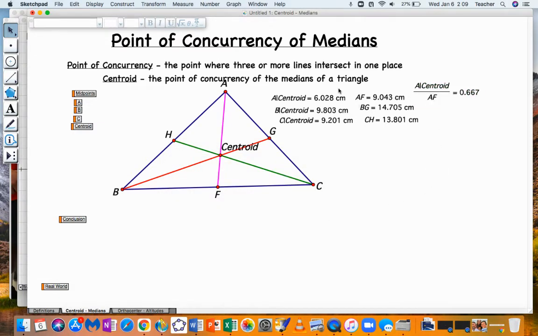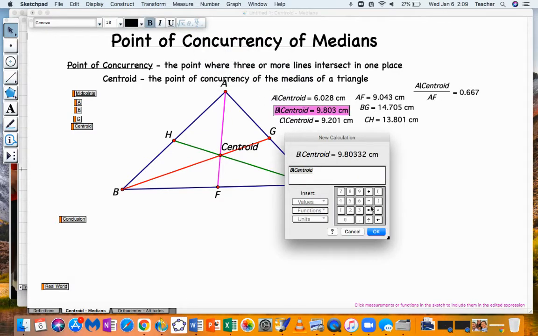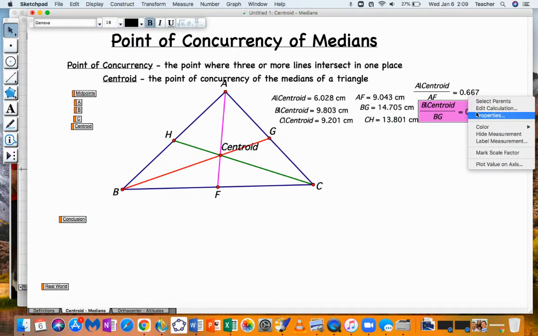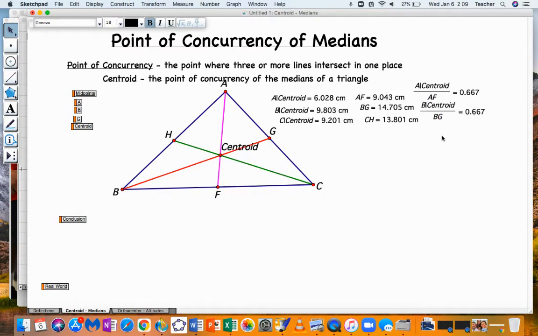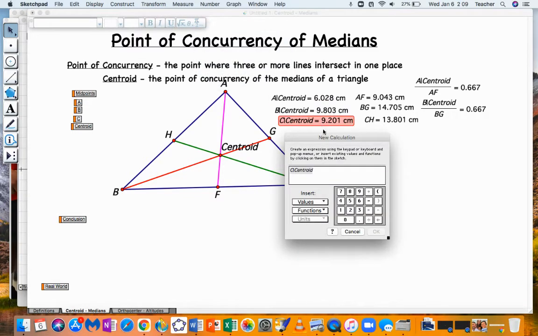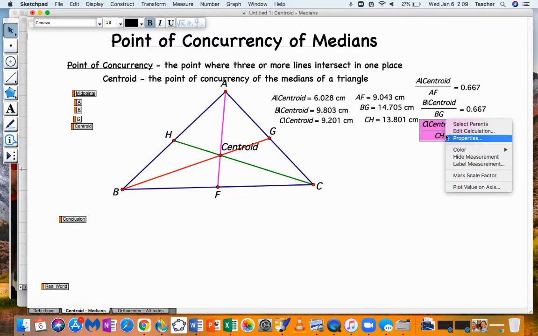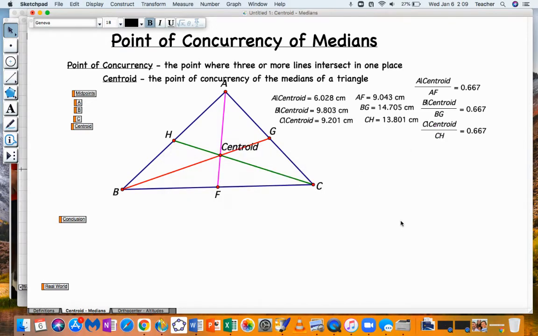And let's do the same thing for B, and then do the same thing for C and see if there's a pattern. So I'm going to divide that by the whole thing, and I get 0.7, the same 0.7, which again, we're going to round to the thousandths. So I get the same thing. Well, if the same thing happens to C, then I got a pattern going. So I'm going to do the same thing. All right, C to the centroid, and then the whole length, compare that, and I get the same thing.